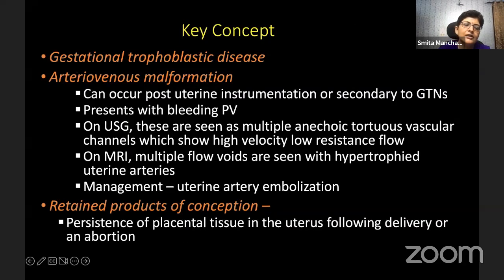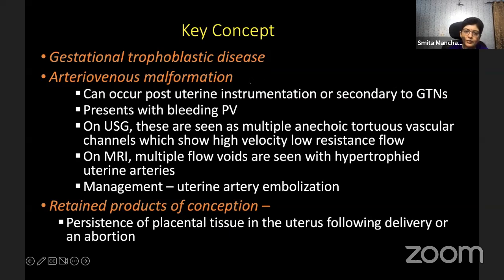So this is the key concept of gestational trophoblastic disease, arteriovenous malformations. See, AVMs can happen post-uterine instrumentation. So that is one of the commonest causes that we see, that the patient has undergone a dilatation and curettage for an abortion, whether spontaneous or medical termination, and this patient presents with a pseudoaneurysm or an AVM. But it can also happen secondary to the gestational trophoblastic neoplasia.